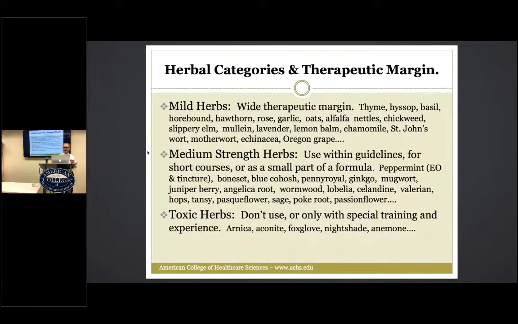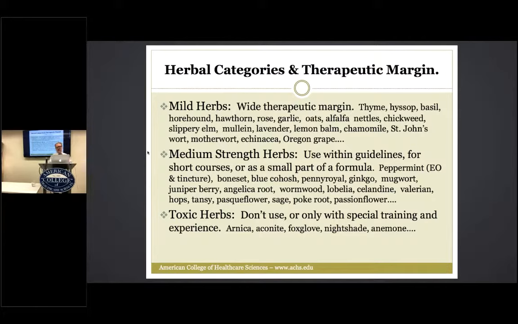Now, herbal categories and therapeutic margins. Mild herbs have a wide therapeutic margin. They work really well at the standard dose. Mild herbs, I love the mild herbs. I think they work deeply. They might work more slowly, but thyme, hyssop, basil, or as my Canadian friend says, basil, horehound, hawthorn, rose. We know these herbs. Chamomile, St. John's wort, motherwort, echinacea, Oregon grape.